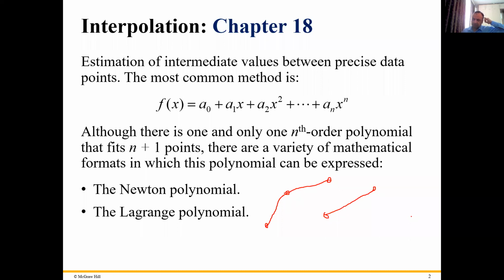Normally this polynomial curve is represented by this equation, okay? f of x is equal to a naught plus a1 x plus a2 x squared, up to an x to the power n. As we are increasing the order of the curve, the power of x is also increasing. And with each term of x, we are multiplying it by its coefficient: a naught, a1, a2, an, etc.